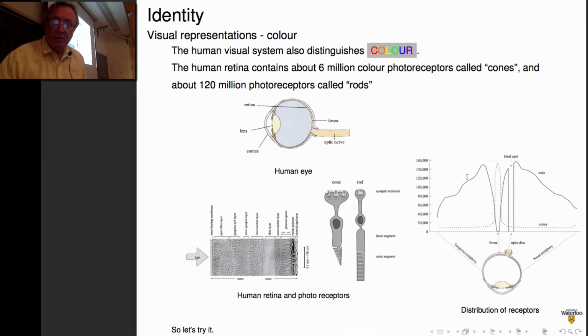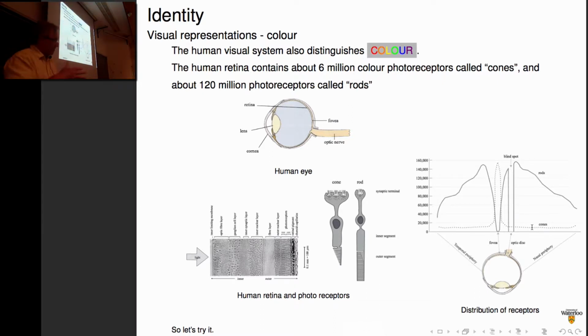So the rods are distributed across the whole of the retina, more and more on the outside, less in the middle at the fovea where the focal point is, but the cones are concentrated around the focal point. So those are all your color receptors. Yes, question? Oh, okay.